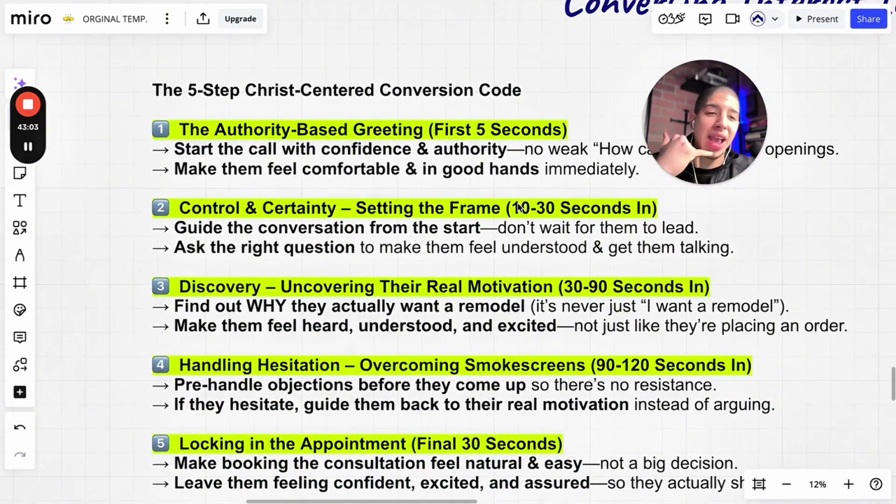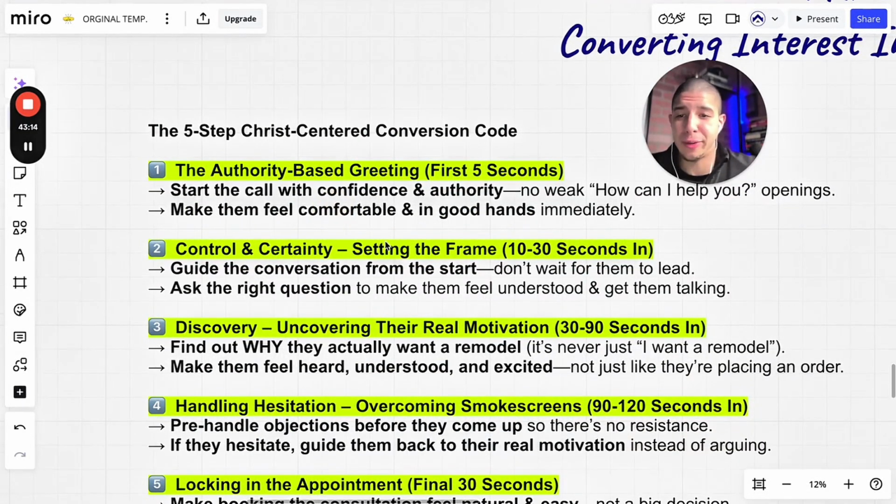We actually have an AI that answers the phone for people, and it's very cool. Maybe I'll make a separate video on that. Let me know if you want me to make a video on an AI receptionist, how to install that into your business. That's actually a pretty cool idea.